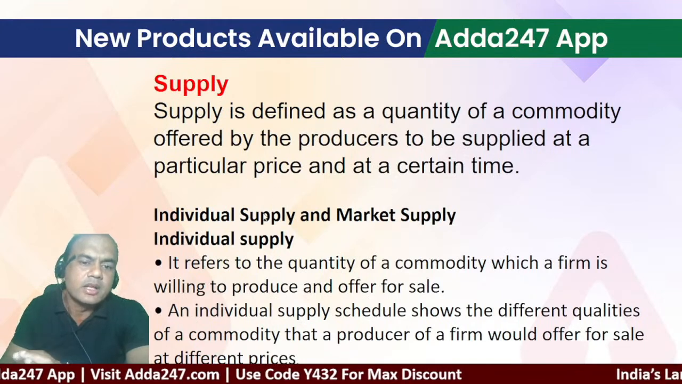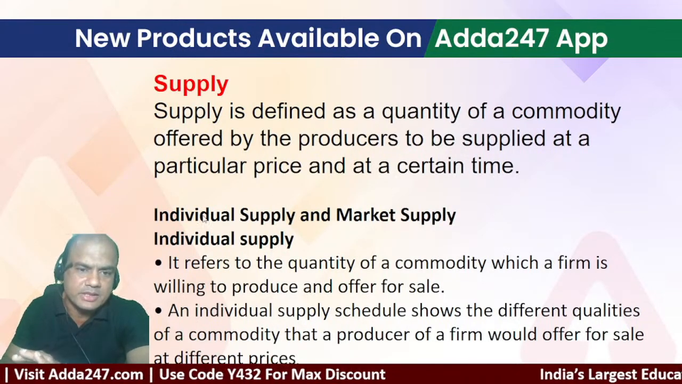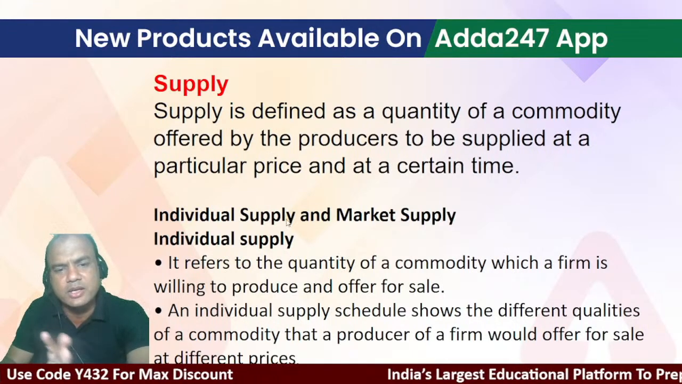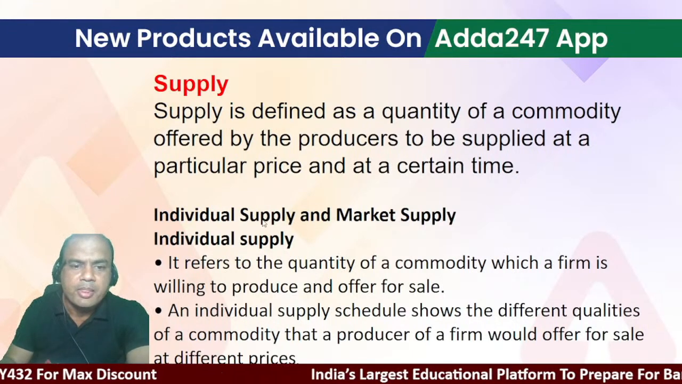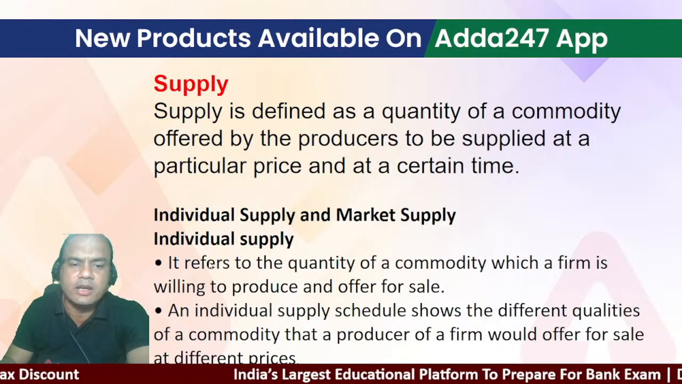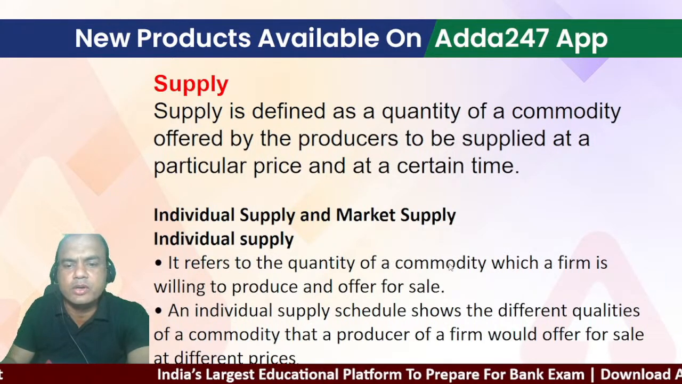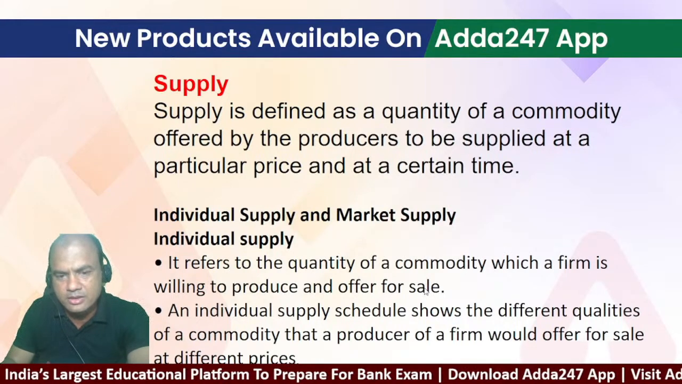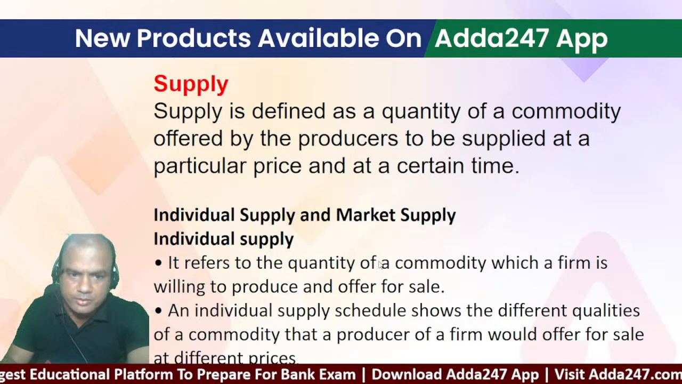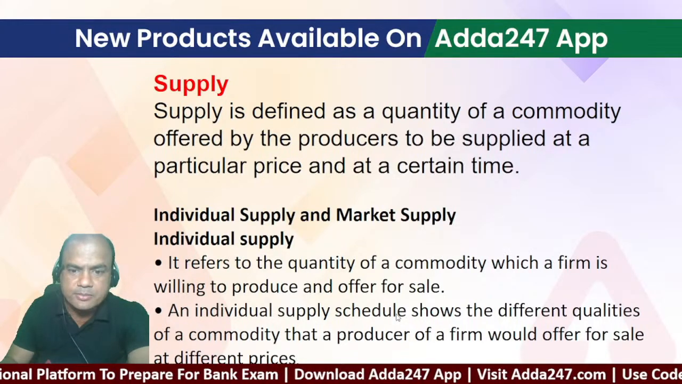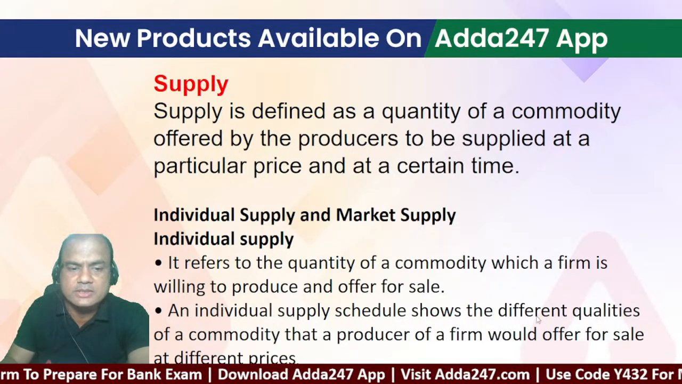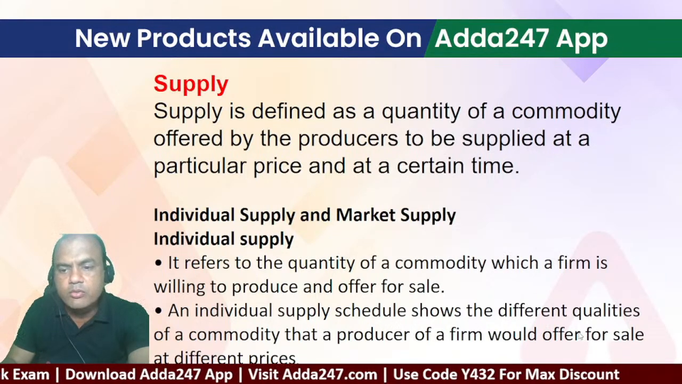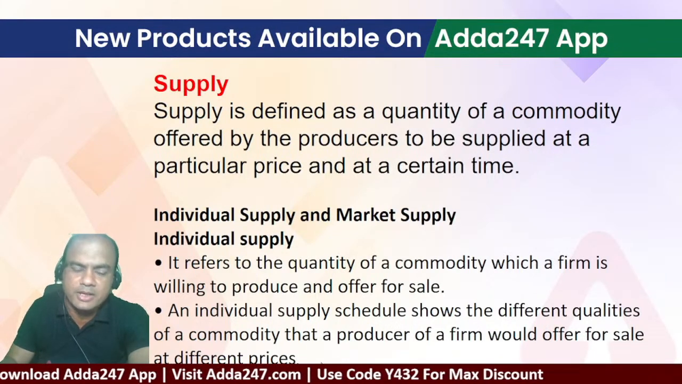Okay, now there are two types of supplies: individual supply and market supply. Like we had the same thing in demand also, individual demand and market demand. Individual supply means what? It refers to the quantity of a commodity which a firm is willing to produce and offer to sell. Means individual firm. An individual supply schedule shows the different qualities of a commodity that a producer of a firm would offer for sale at different prices.